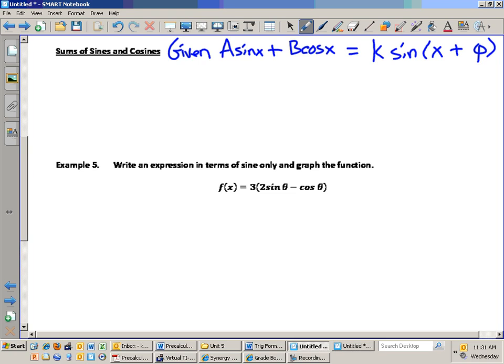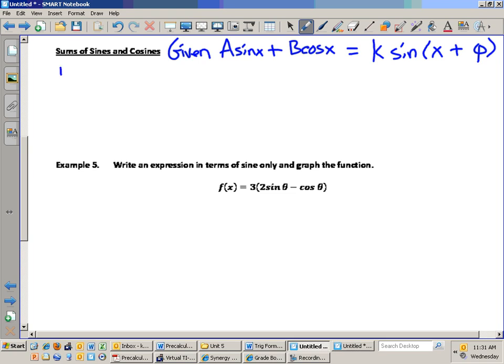And so given that, here's the idea. If we have a function that's written in terms of sine and cosine, we would like to be able to write it so it's just sine. For example, would you know how to graph this one right here? No. But would you know how to graph it if it was just sine? Yeah. So we want to take something that is in terms of both sine and cosine and write it as just sine so we could graph it. That's our goal. Now, all you need to know is how to convert between a and b and k and stuff like that.